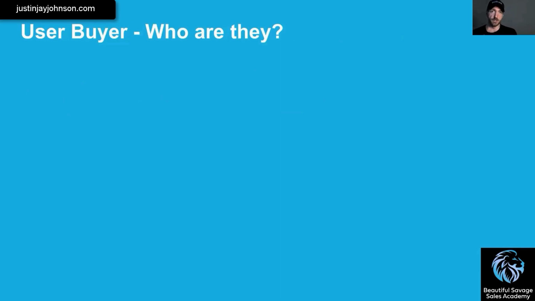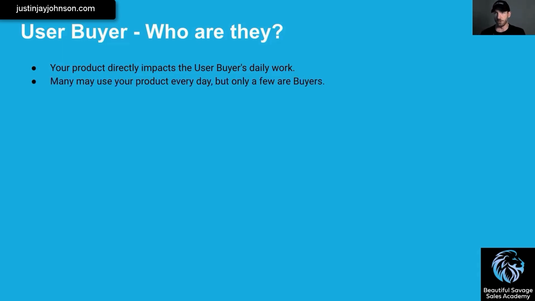The next person I want to dig into is the user buyer. Who are they? These are the end users that are directly impacted by your solution. So let's think about a CRM as the example. With a CRM, the end user is going to be an account executive, a sales rep. So I'm going to be impacted the most because I am the one who's responsible for ultimately adopting this thing. So that's the end user.